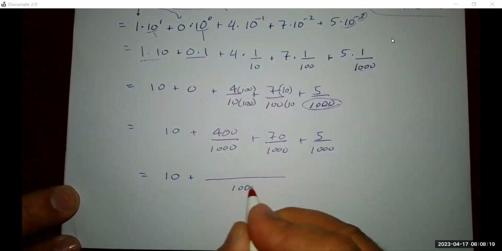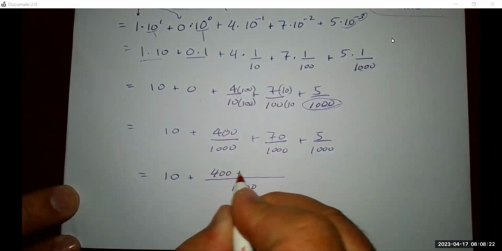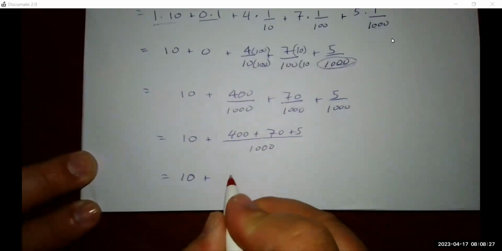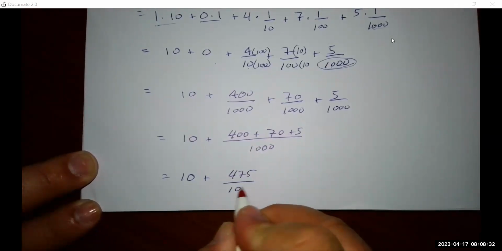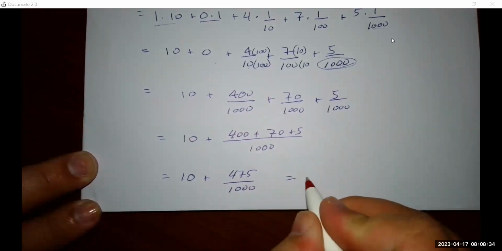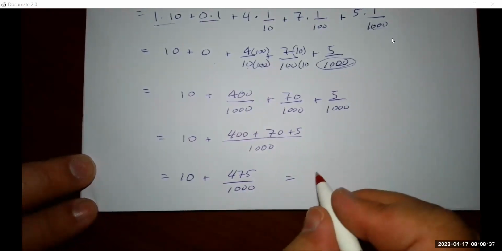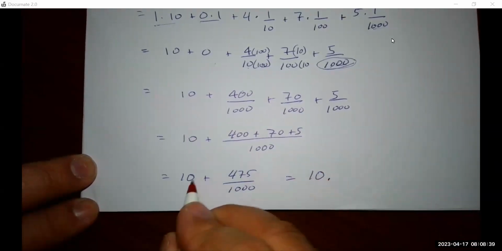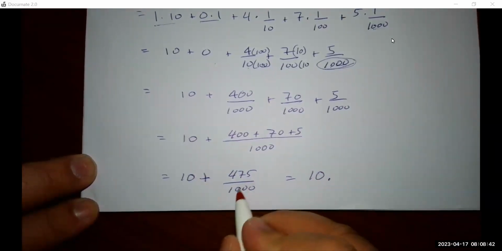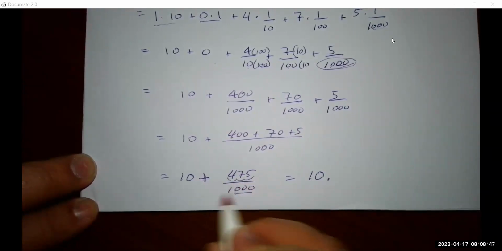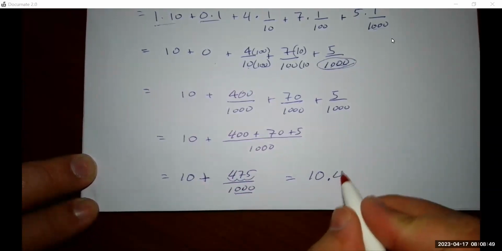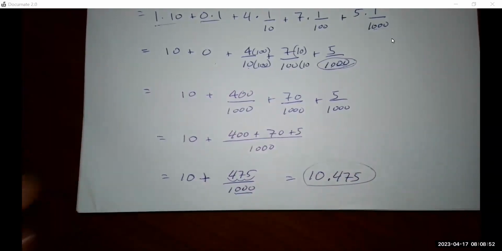Since they're all over 1,000, we can add the top numbers. So it's 400 plus 70 plus 5 is 475 over 1,000, which makes it 10, since it's solid numbers. Since the number of zeros moves 1, 2, 3, I have 3 zeros. I move the decimal over 3 spaces. And there's the answer. And that's how we'd write it.